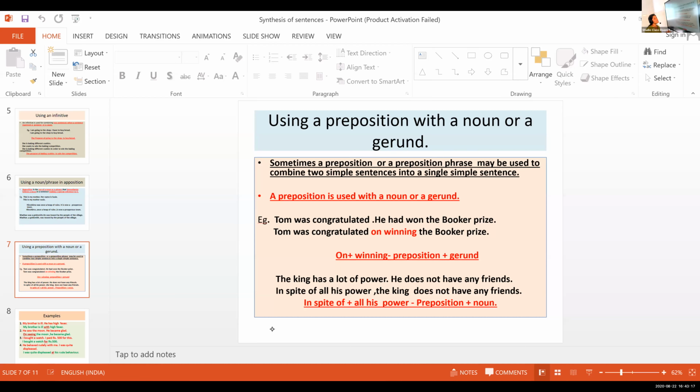Okay, just see, the king has a lot of power. It's one single sentence. He does not have any friends. Another single sentence. So how did I combine it using in spite of, kids? In spite of is a preposition. See, in spite of all his power. Okay, all his power, it's a noun, right? So in spite of all his power, the king does not have any friends. The king is very powerful, but he does not have any friends. Okay, so the answer is: in spite of all his power, the king does not have any friends.